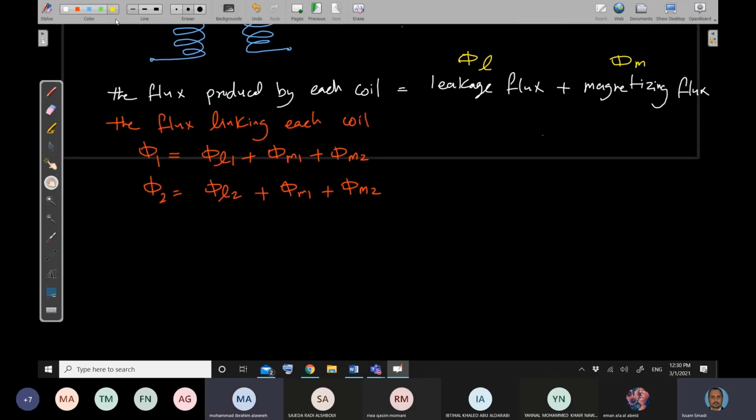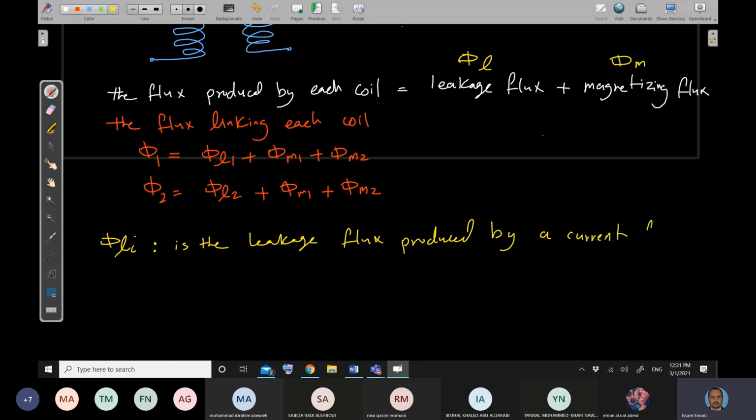So here I will try to put it in general form. I will say that phi Li, where i is a counter that can be 1 or 2 or 3 according to the number of coils, is the leakage flux produced by a current flowing in coil i and links only coil i turns. By the way, this analysis is not restricted to 2 coils. It can also be generalized to a multi-coil system.